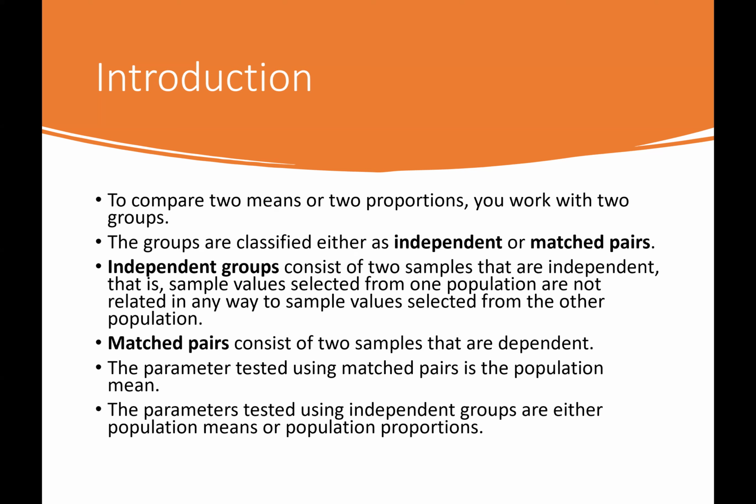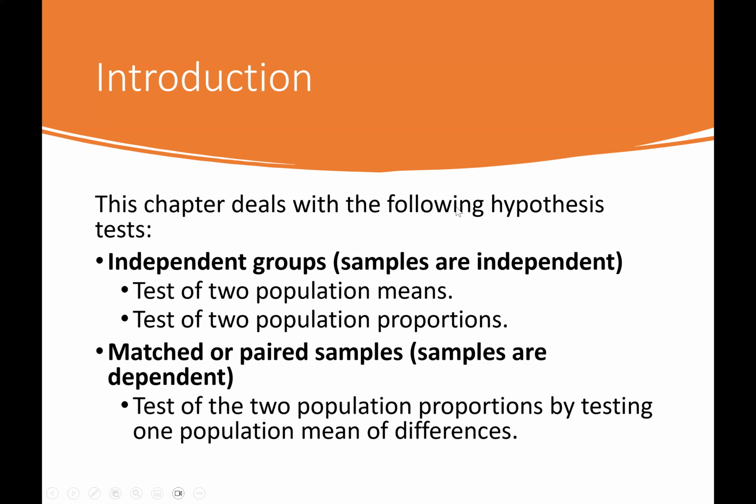The parameters tested using independent groups are either population means or proportions. In this book, we're going to be using the test for independent groups. We're going to use a test for two population means or the test for two population proportions. If we compare a matched pair or paired samples, we're going to look at population proportions.